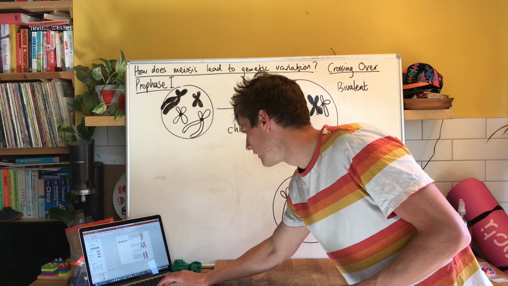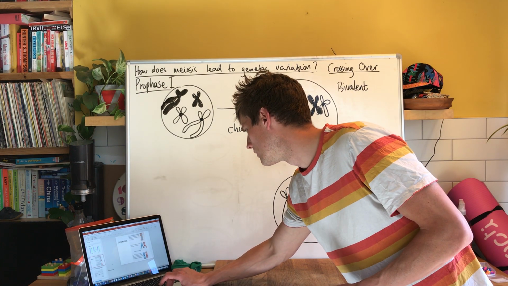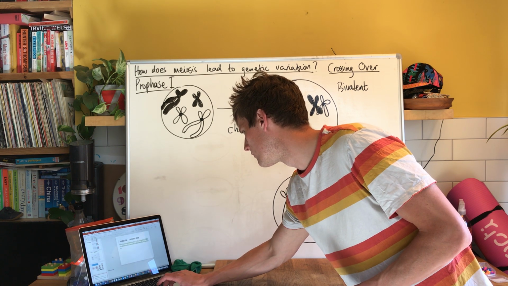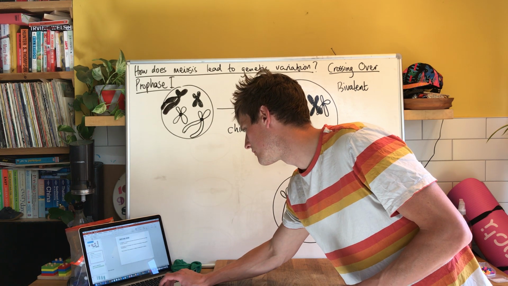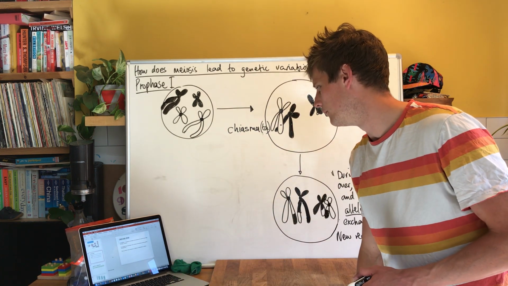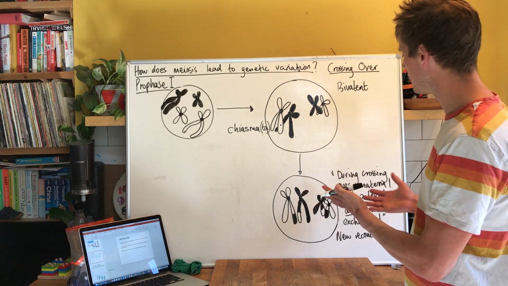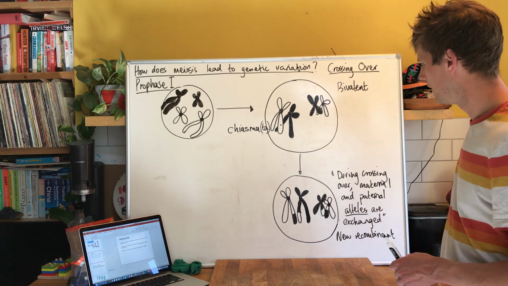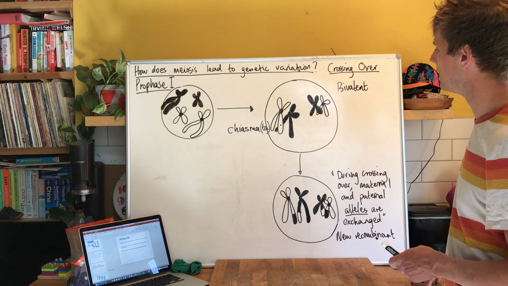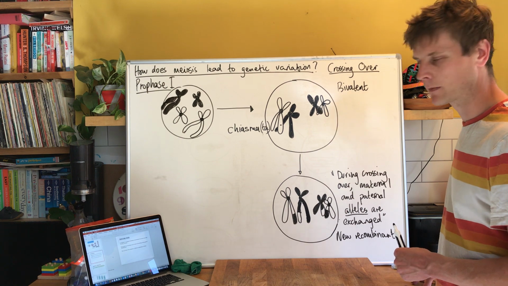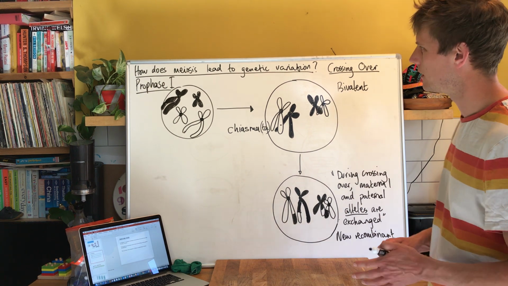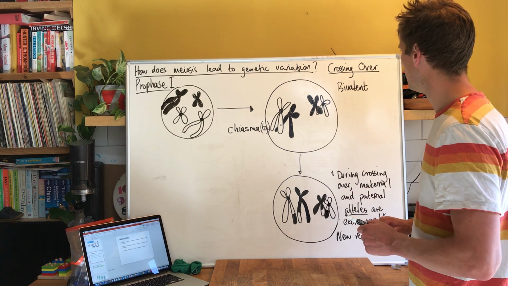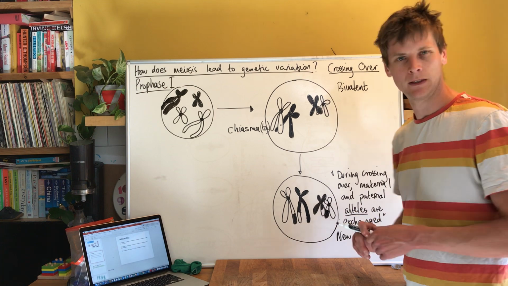Is there anything I can add to that? Let me just check. So yeah, I think we'll just finish off by saying that this leads to the production of different combinations of alleles in the gametes that are produced at the end of meiosis. Okay, so that's crossing over. We'll come back to the other reason for the increase in genetic variation in a moment, which is independent segregation. Thanks.